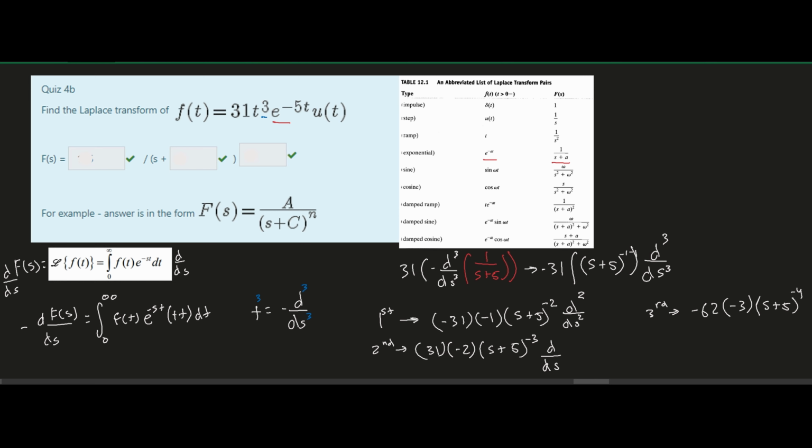So this is our entire differentiation, and now we can just combine things. If we combine things, we're going to have 62 times 3. This is going to give us 186. This is going to be divided by s plus 5, and this is being raised to the 4th power. So if we look at our answer box, we'll have a 186 in front. We're going to have an s plus 5, just a 5 here, and then we have the 4 right here. So that's how you would go about solving for this quiz.